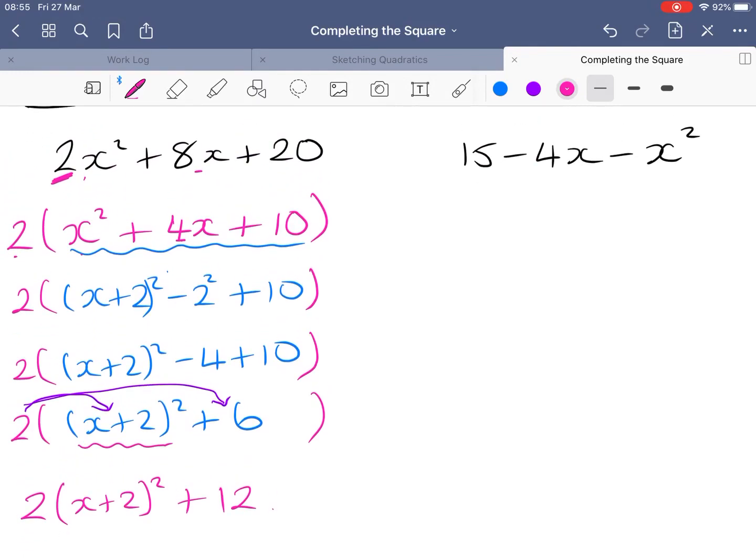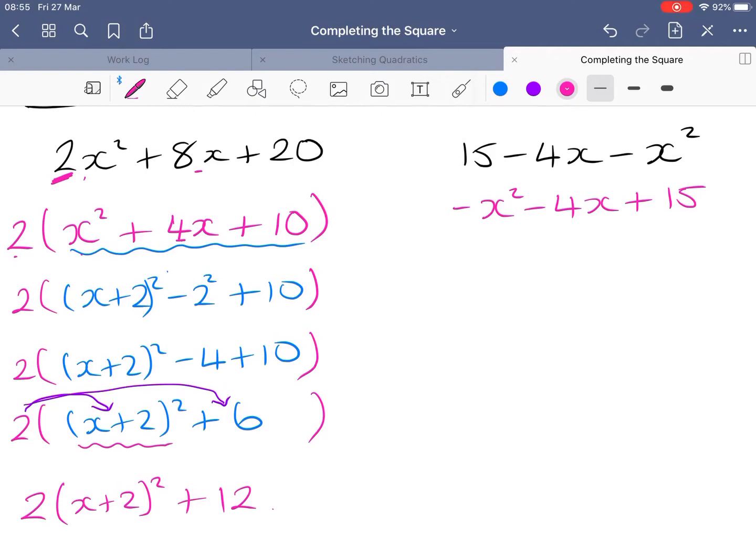Okay, so what will we do with this one where we've got a minus? I'll be honest, the first thing I tend to do is write it so that I always start with the x squared term, because it's easier to see. So I would write this first of all by just writing it as minus x squared minus 4x plus 15. So I'm just writing it the other way around, so it starts with an x squared and ends with the constant.